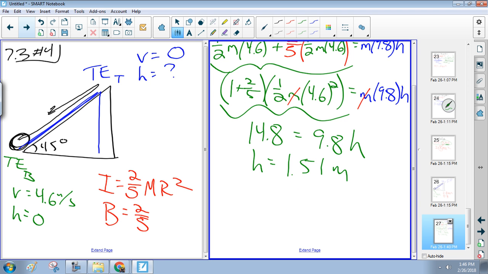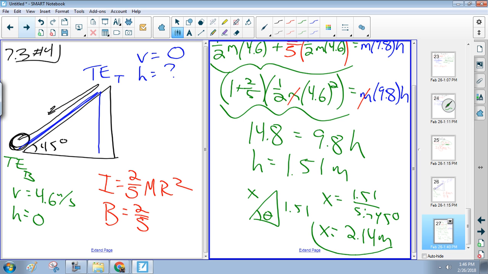So then you just use 1.51 over sine theta for x. So x is going to be what? 1.51 over the sine of 45. What was the answer? 2.14. Cool? Problems? All right, say it again. Problems? Okay.